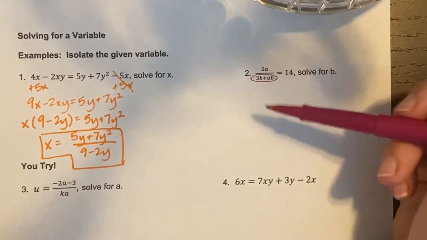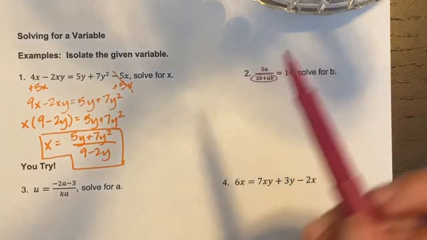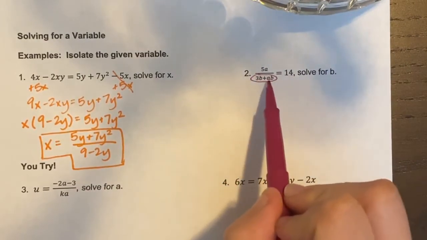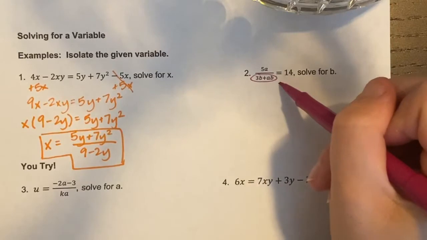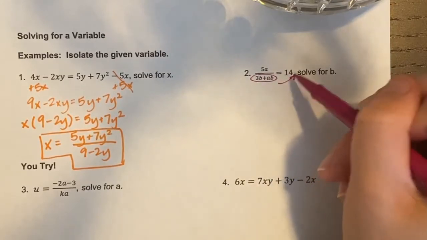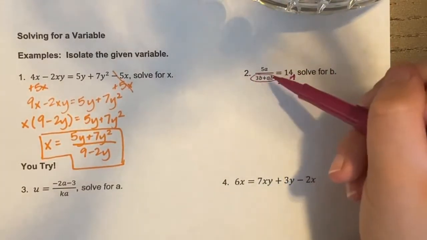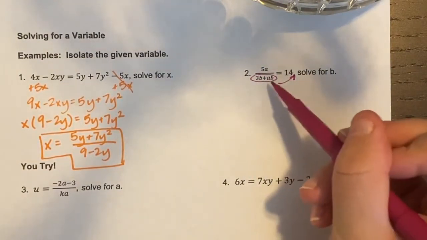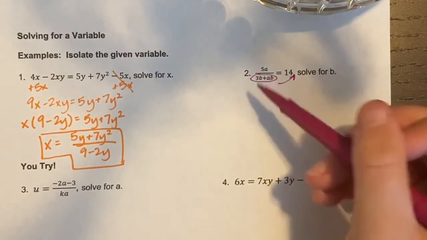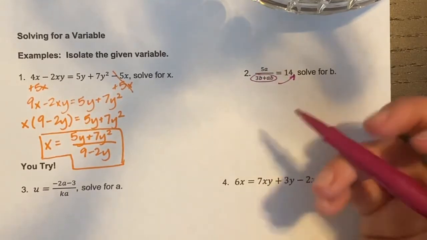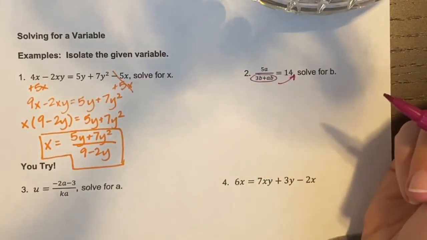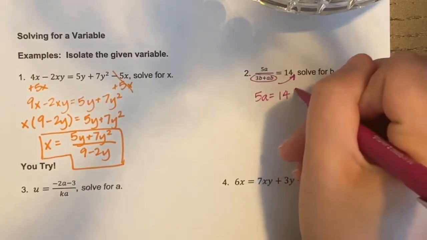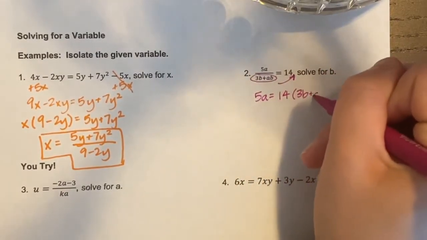Another thing I like to think about is, for those of you that play soccer, I like to think of a soccer player coming in and kicking this bottom out, and he kicks it out to the other side so that it lands right next to the 14 and the 5a drops down, right? It's kind of like Jenga. When you pull the bottom out from Jenga, the top drops down. So if I multiply 3b plus ab out to the other side, I have 5a equals 14 times 3b plus ab.